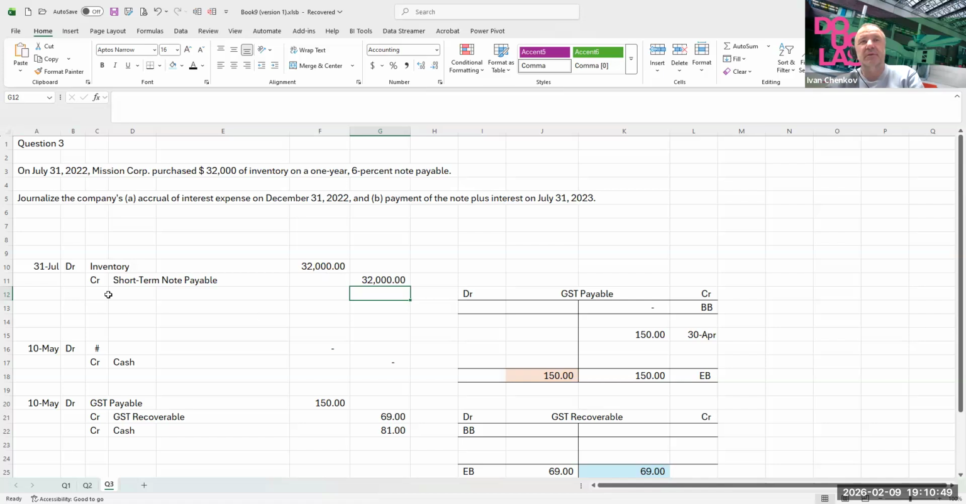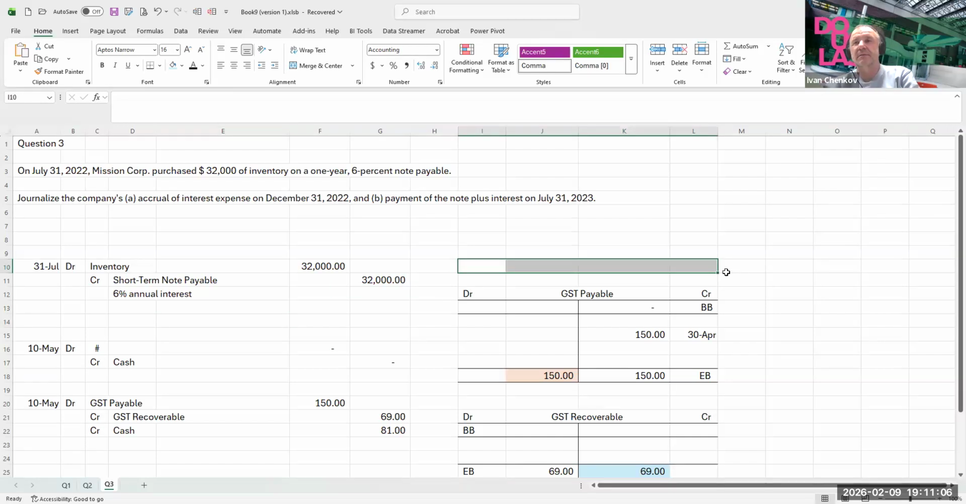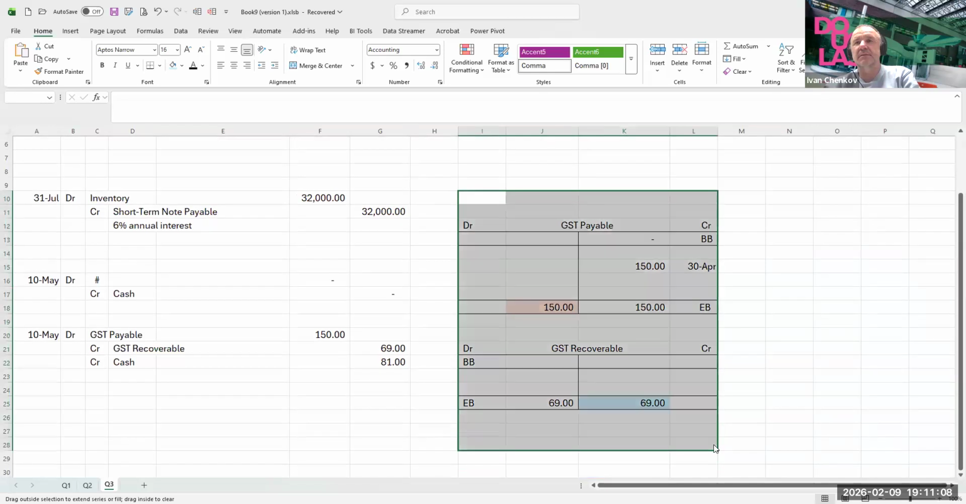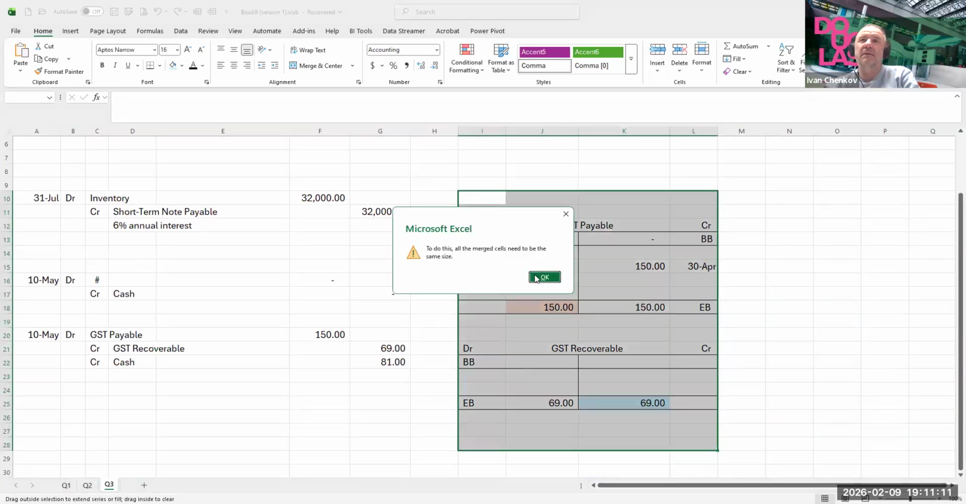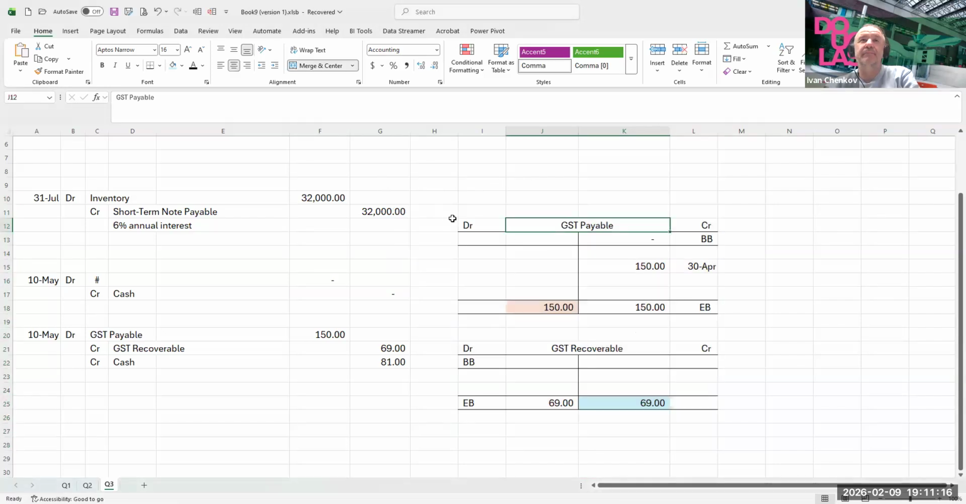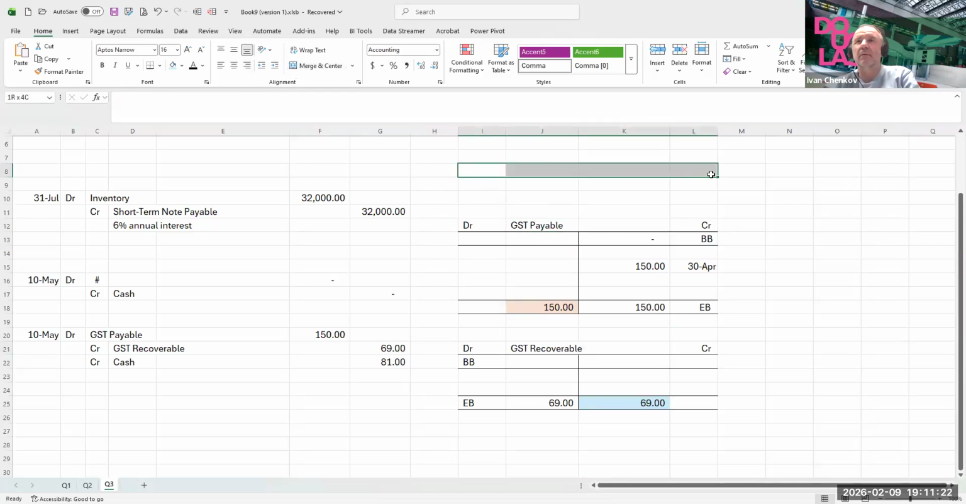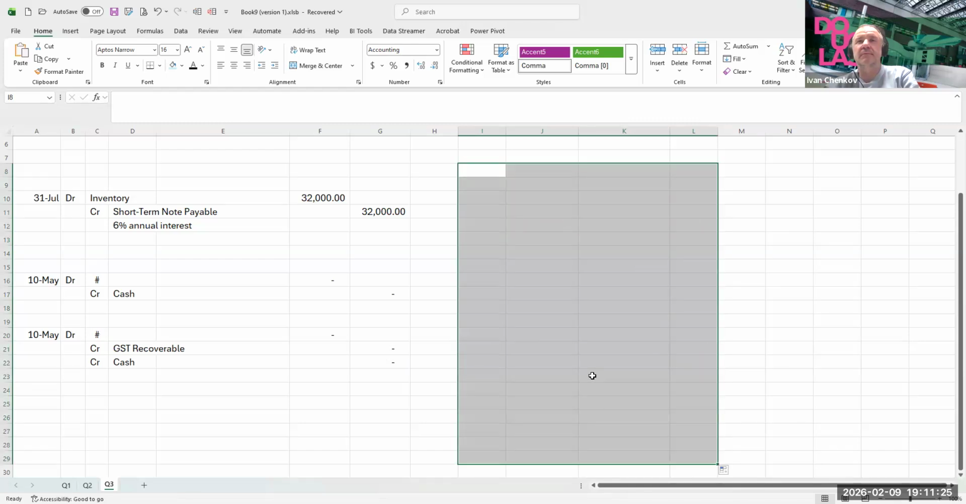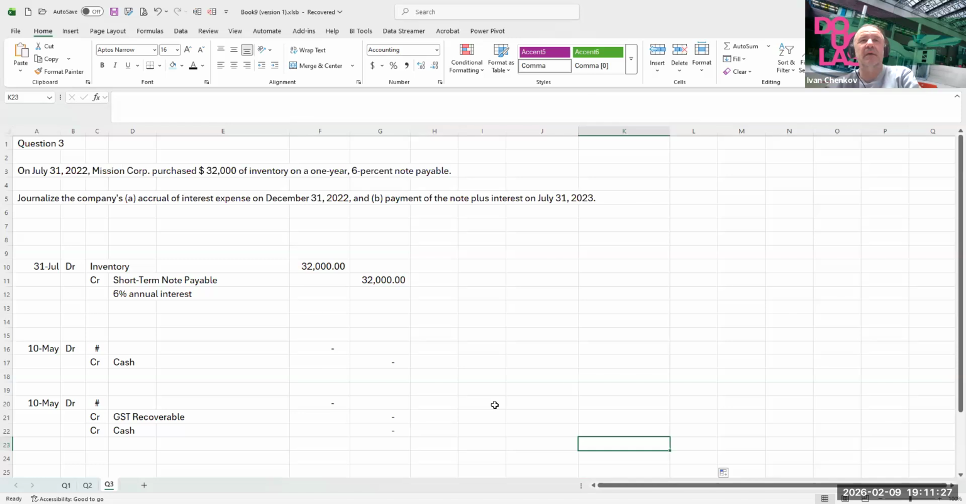What's interesting is that the short-term note payable comes with 6% annual interest. Okay, so I don't need this thing here, so I can easily erase it. Now I can erase that. Okay, this one is gone.